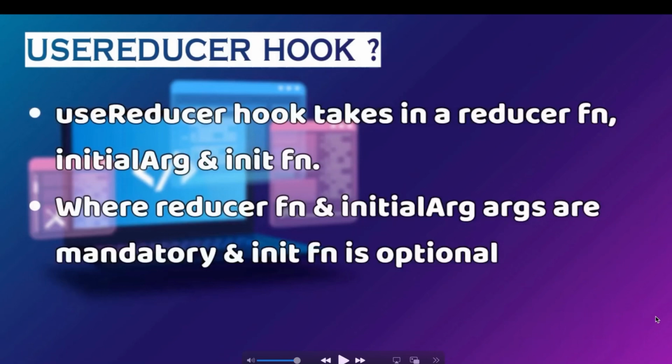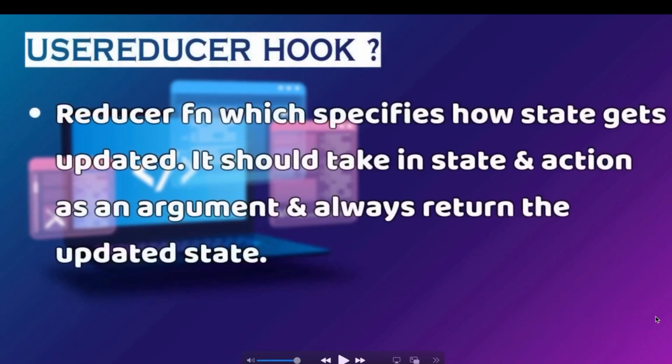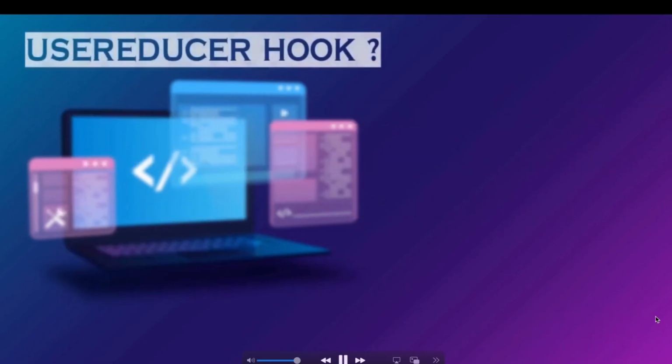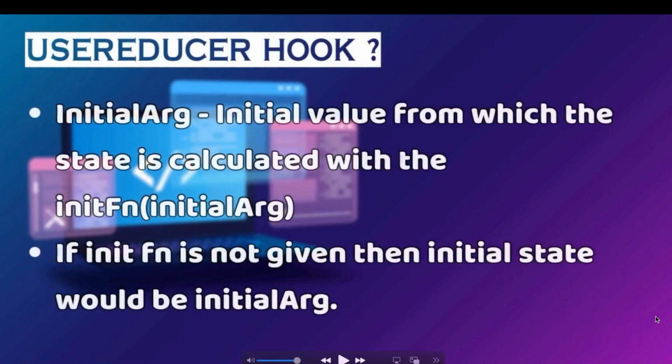The reducer function is the one which takes care of all the state updates and returns the updated state. It will take in state and action as arguments and always return the updated state. The initial argument is the initial value from which the state is calculated with the help of the init function. If the init function is not given, then the initial state would be the initial argument, as the init function is optional.